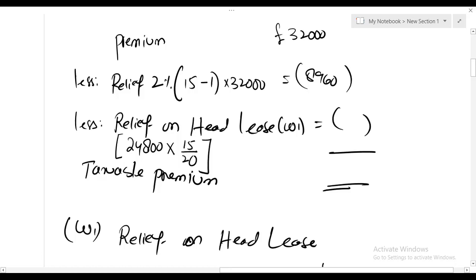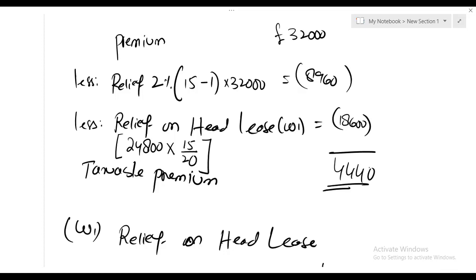Let me use a calculator. The amount is 18,600, which means that the taxable premium for Mr. B, on which Mr. B has to pay tax, is 4,440. So the taxable premium for Mr. B is 4,440. Who gets relief on head lease? The one who has paid the premium on the head lease and received the premium on the sublease. That individual is going to get two reliefs: one is normal, another is a relief on head lease.